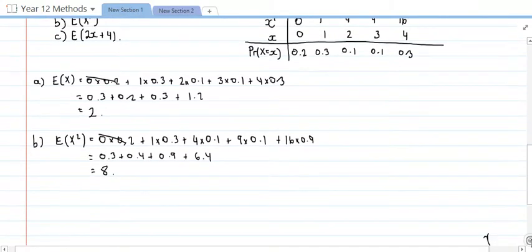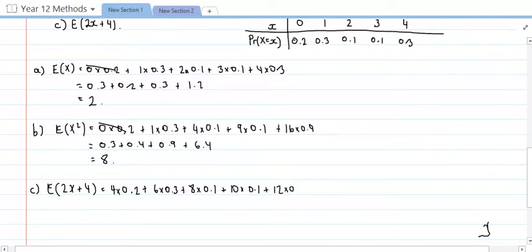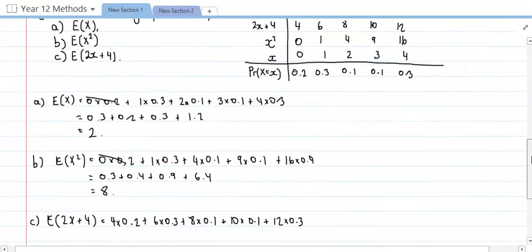So the last part, we have to do E of 2X plus 4. Or the expected value for the 2X plus 4 distribution. So if I remember correctly, it's going to be 4 times 0.2 plus 6 times 0.3 plus 8 times 0.1 plus 10 times 0.1 and then plus 12 times 0.3. Just scroll back up and check that that was correct. Yep, that's all good.